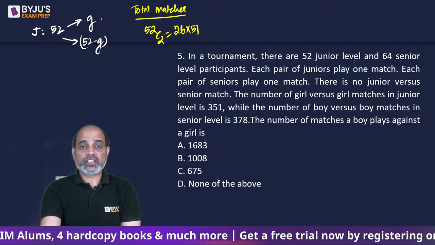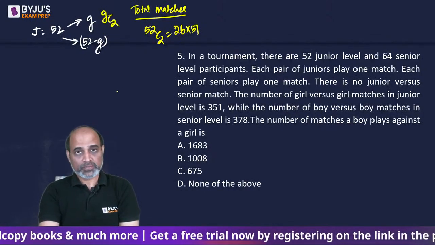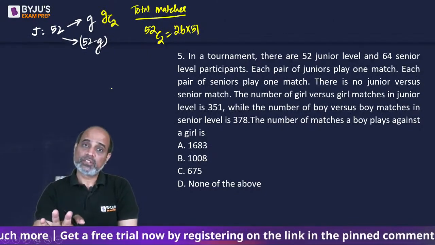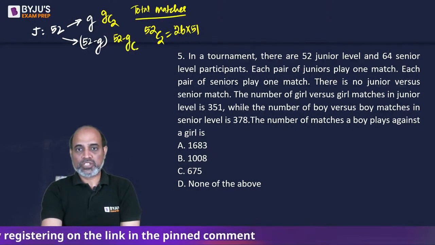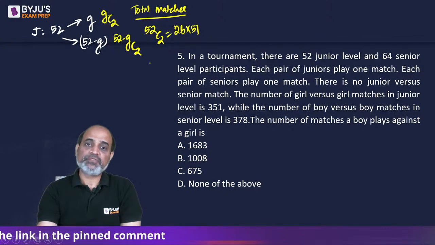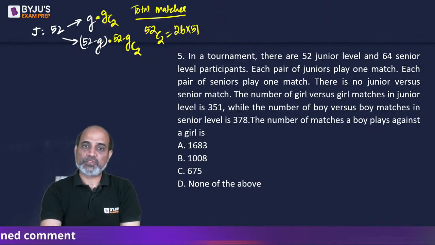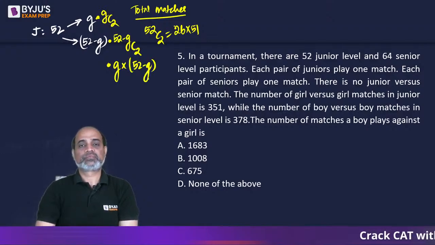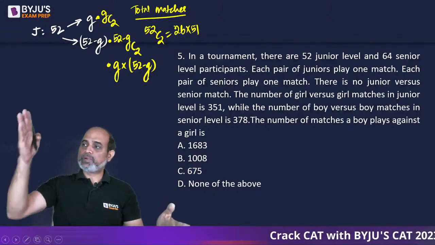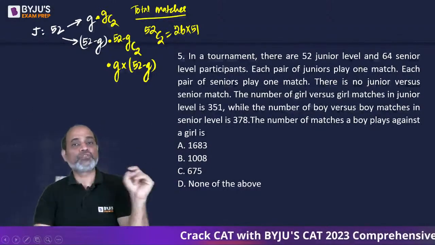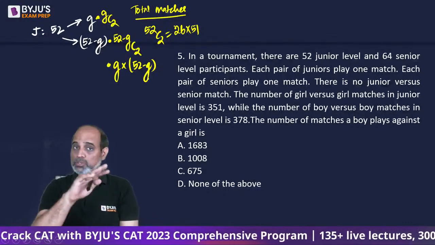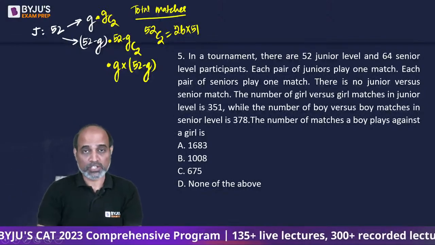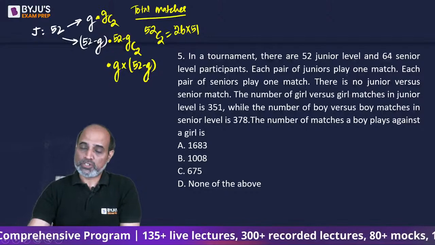Okay. If G girls are there, there are going to be a total of GC2 matches only by the girls, right? Then within the boys, we will have 52 minus GC2 matches. And then we will have a type of match which will happen between boys and girls, which will be G into 52 minus G. Okay, there are G girls, there are 52 minus G boys. Each girl will play against each of the 52 minus G boys. So total matches will be this many. You don't have to check the vice versa, because when a girl plays with a boy, the boy also plays with each of the girls. So this is about junior.